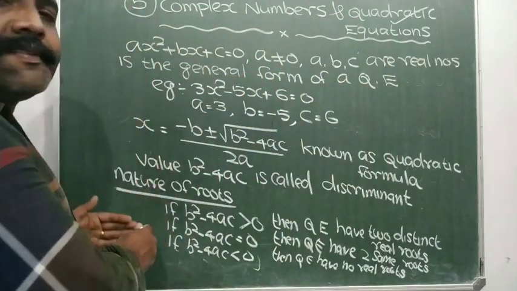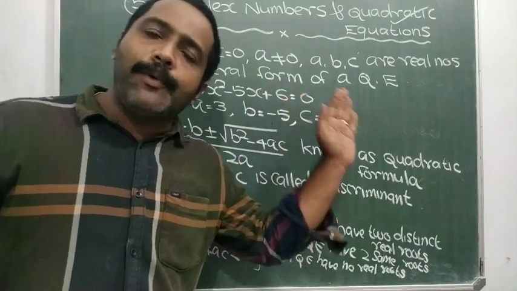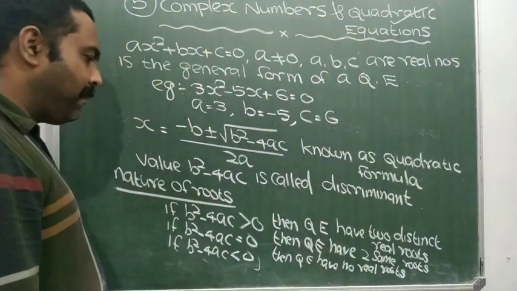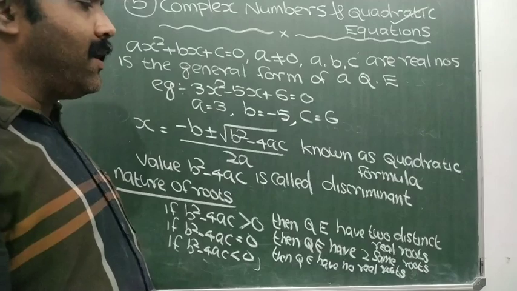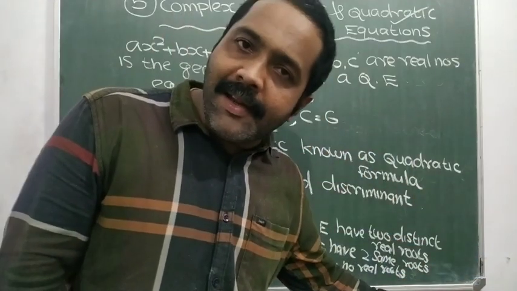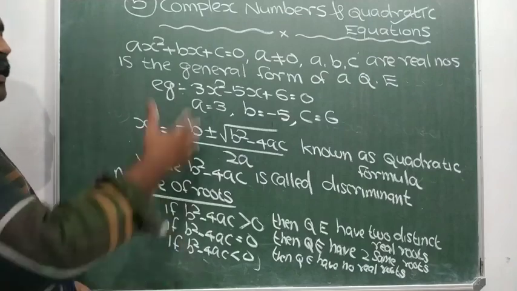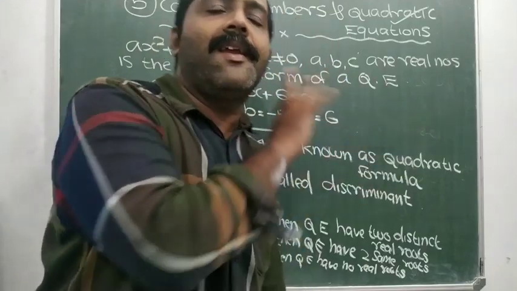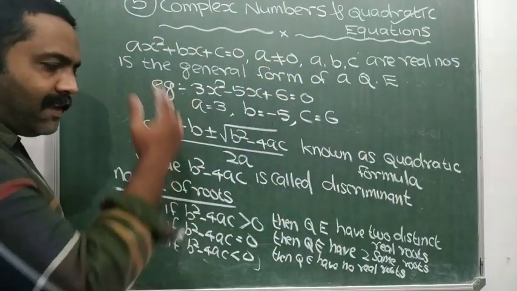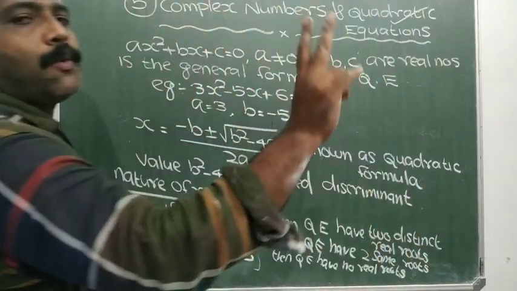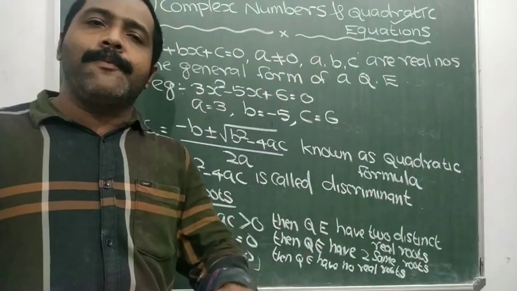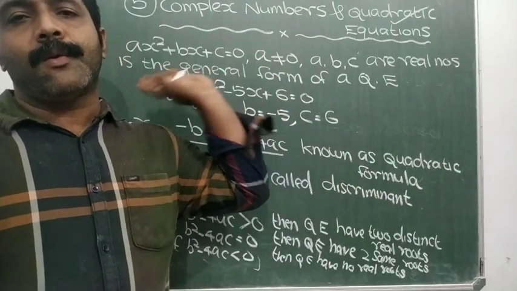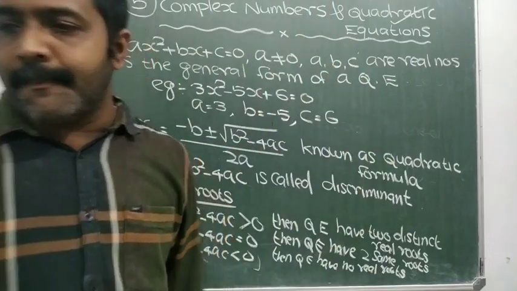Example, x is equal to minus b plus or minus root of b square minus 4ac by 2a is known as quadratic formula. The value of b square minus 4ac is called discriminant. Nature of roots: discriminant greater than 0, then the equation has two distinct real roots. b square minus 4ac equal to 0, equation has two same roots. b square minus 4ac less than 0, then the equation has no real roots. Make a note first.